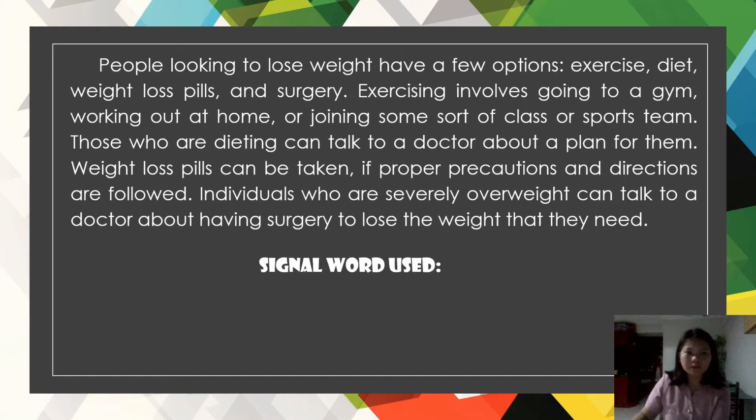Now let's go back to the example paragraph about losing weight. You have to press pause and try to identify the signal word or words. Okay, the author used one keyword at the beginning that clearly shows this text is a classification text structure. So what do you think? Options is your clue in this case.